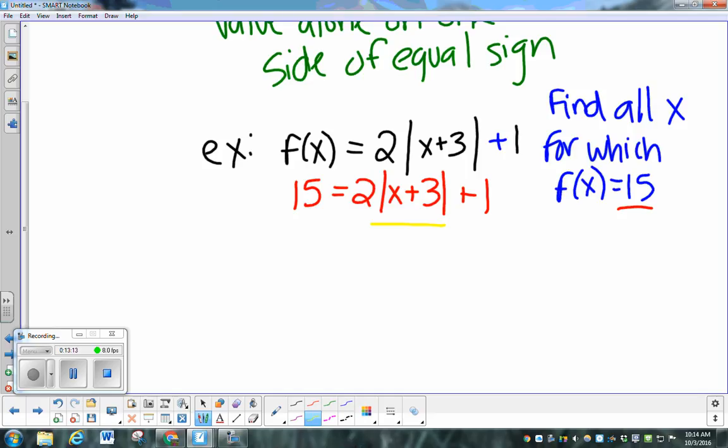Raise your hand if you think you can tell me which one to get rid of first. The 2 or the plus 1. Ella? Pick the other one. Yeah, because we want to undo adding and subtracting first always. So we're going to undo the plus 1 first. Sorry, I need to do minus 1. So we need to do minus 1 on each side.